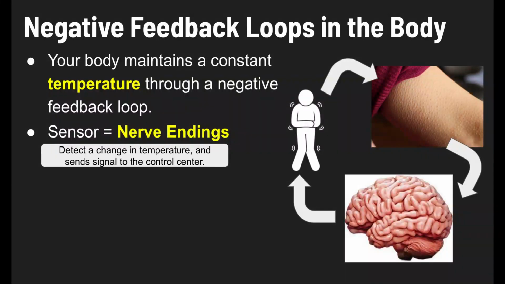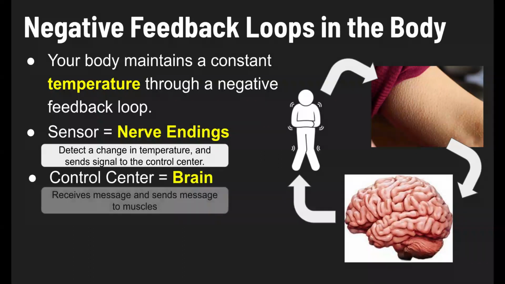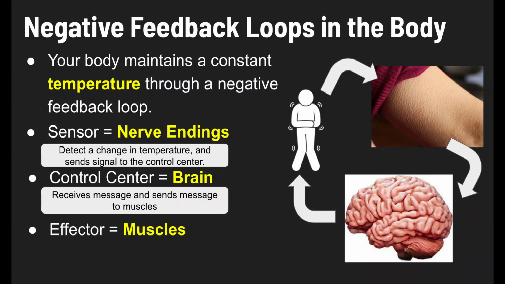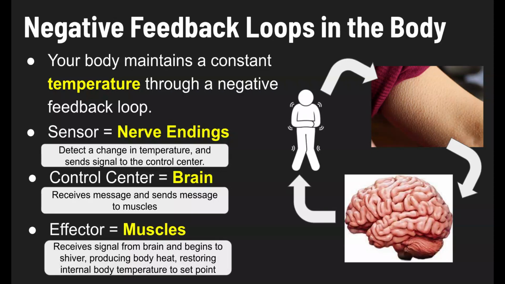So the nerve endings send a signal to the control center, which in this case is the brain. So when that signal arrives, the brain receives that message and then sends a message to your muscles. The muscles are the effector in this case. And when your muscles receive the signal from the brain, they begin to shiver. And this produces heat. When your body shakes, it produces heat, and that heat is what restores your internal body temperature to its set point. So this is an example of a negative feedback loop in the body.